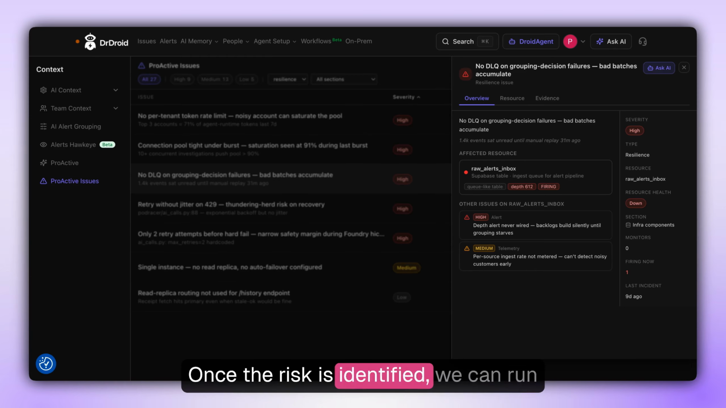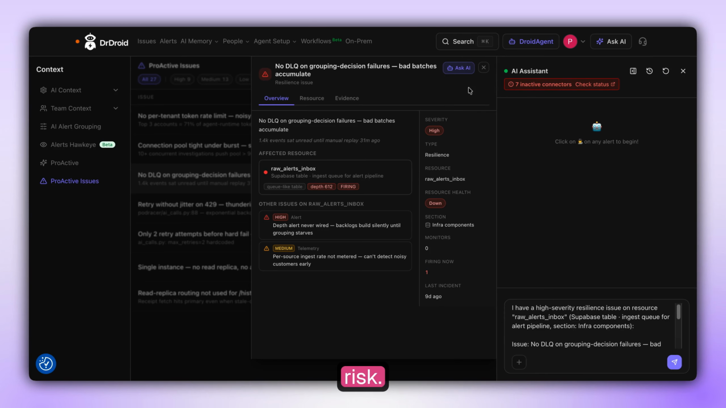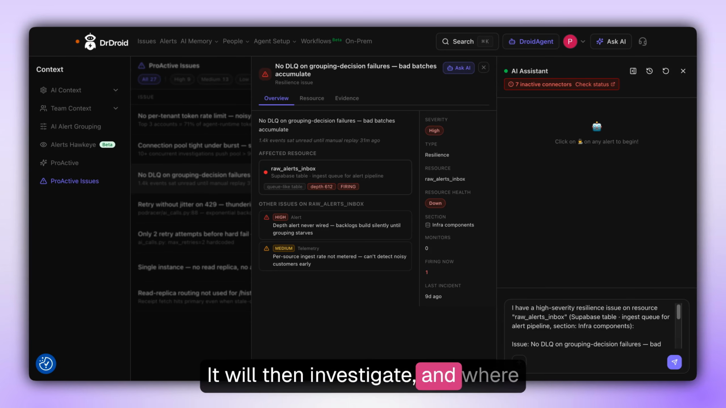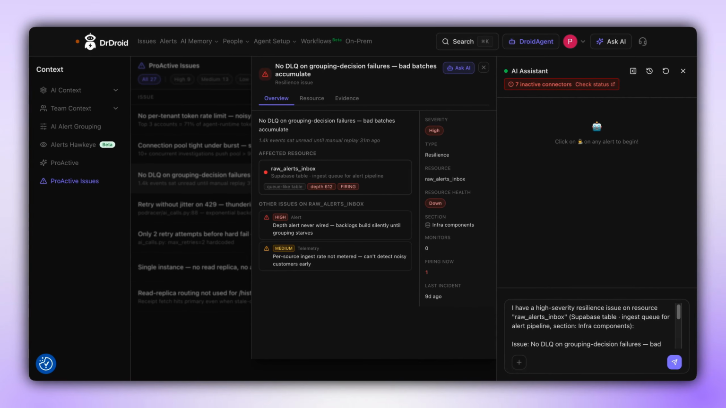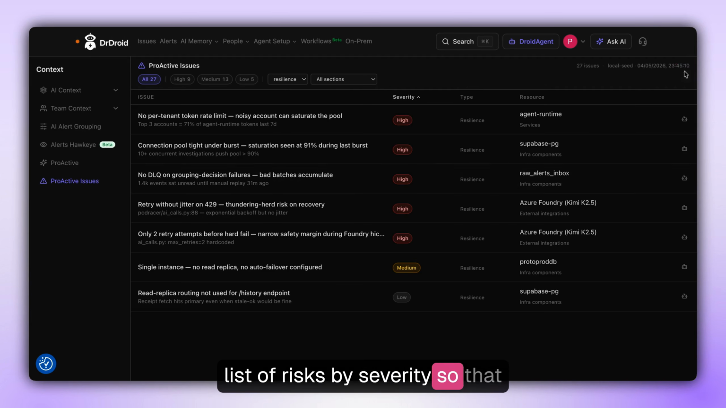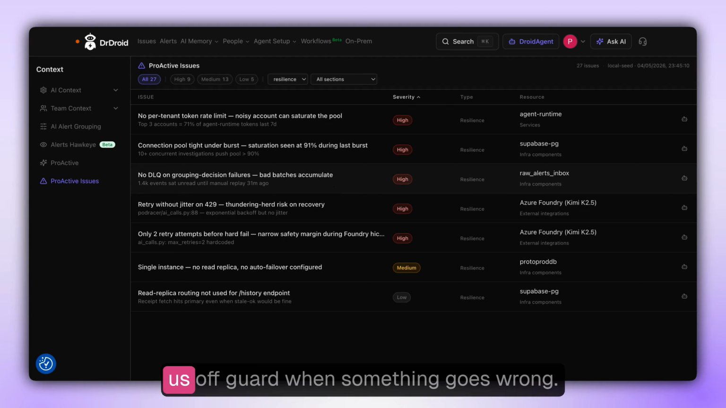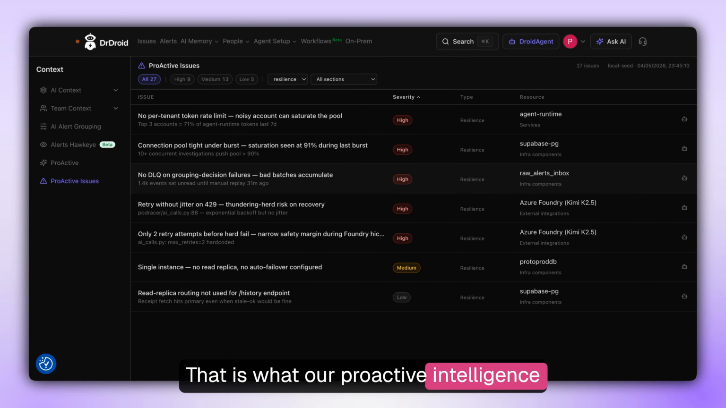Once the risk is identified, we can run the DrDroid agent directly on any flagged risk. It will then investigate, and where appropriate, open a pull request with a fix. Basically, the goal is to prioritize a list of risks by severity so that nothing in our infrastructure catches us off guard when something goes wrong. That is what our proactive intelligence agent is all about.